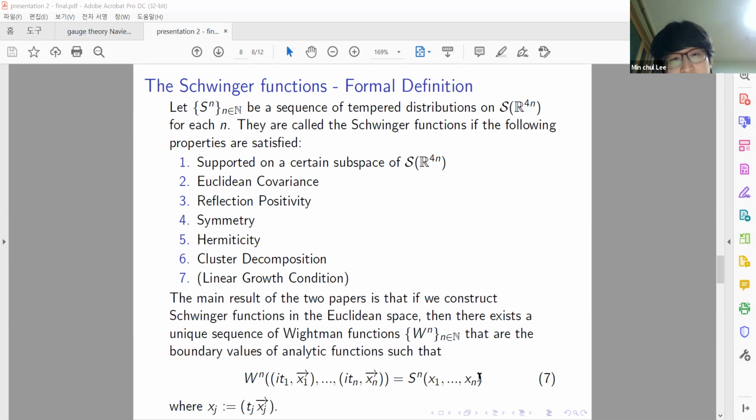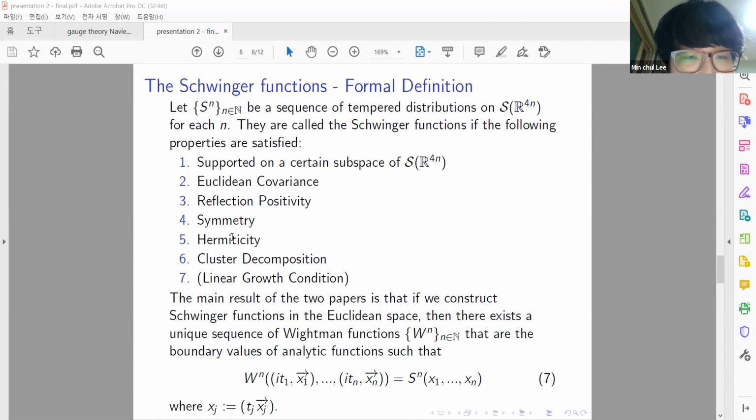In other words, in more concise terms, we are able to analytically continue the Schwinger functions into Wightman functions in the time direction, with respect to the time component. So these are all just technical issues.